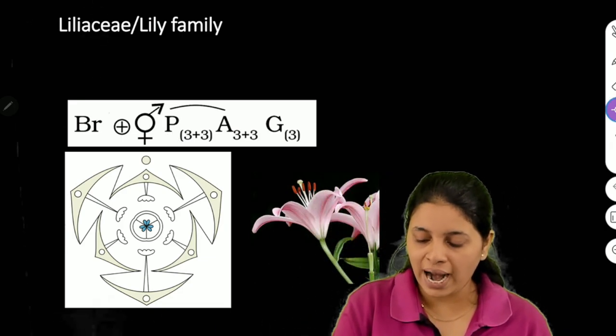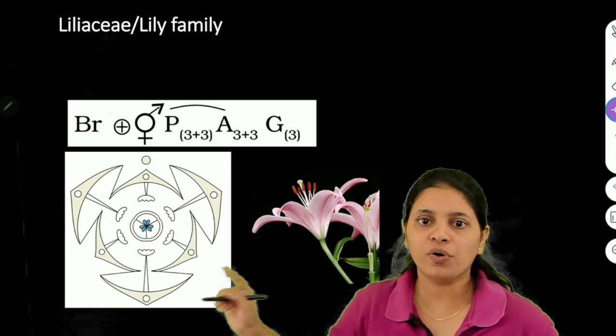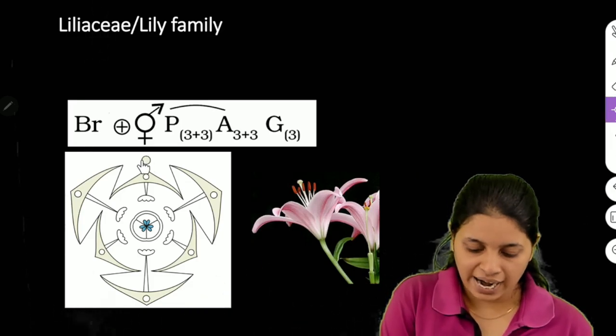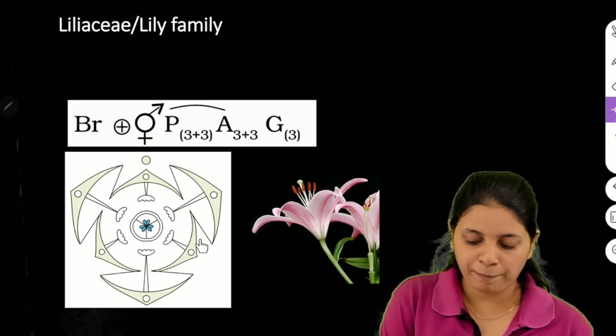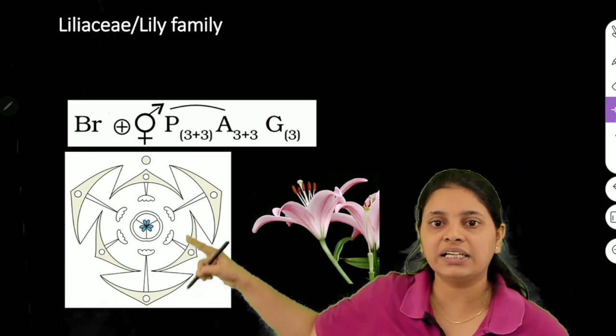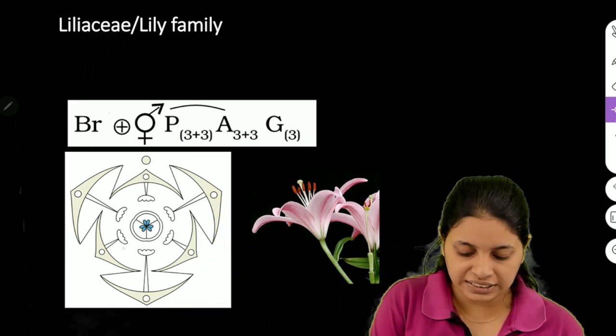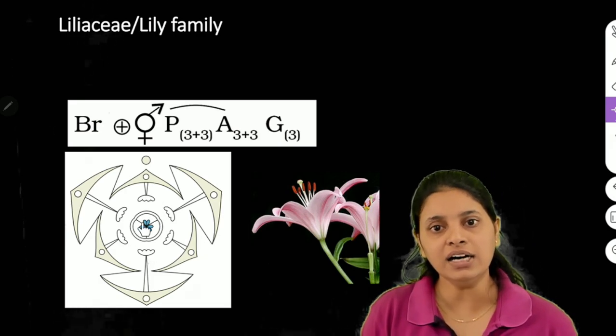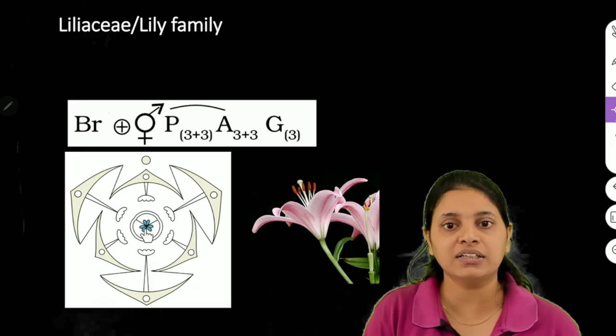Now, if you look at this particular floral diagram over here, this is the mother axis on top, right? And these are the tepals. That means this is representing the perianth. These six are the stamens, and this innermost whorl is the gynoecium. So this is representing the carpels.